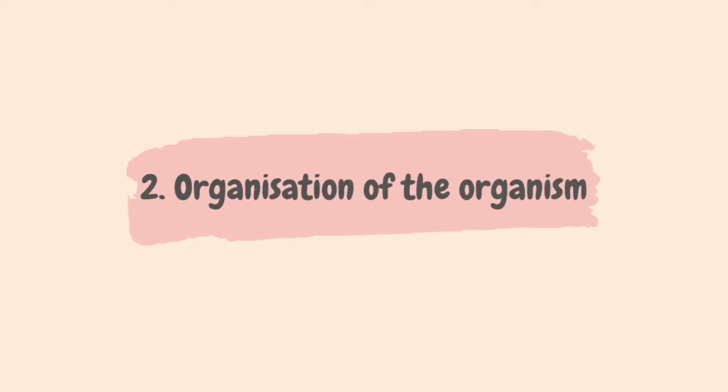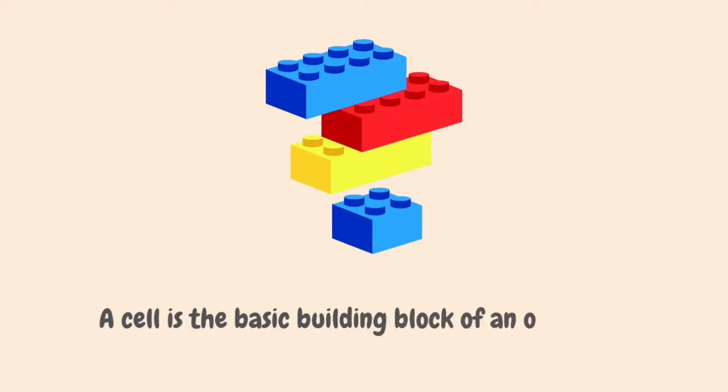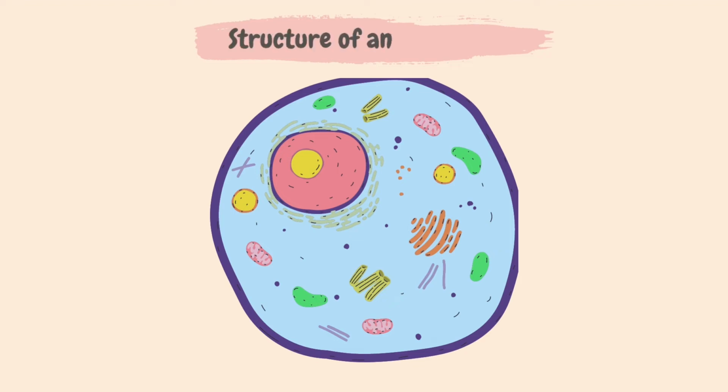This video summarizes what you need to know about Topic 2, Organization of the Organism. First of all, you must understand that a cell is the basic unit of life. Just like how building blocks can be used to make something, a cell is the basic building block of an organism. Let's look at the structure of an animal cell first.